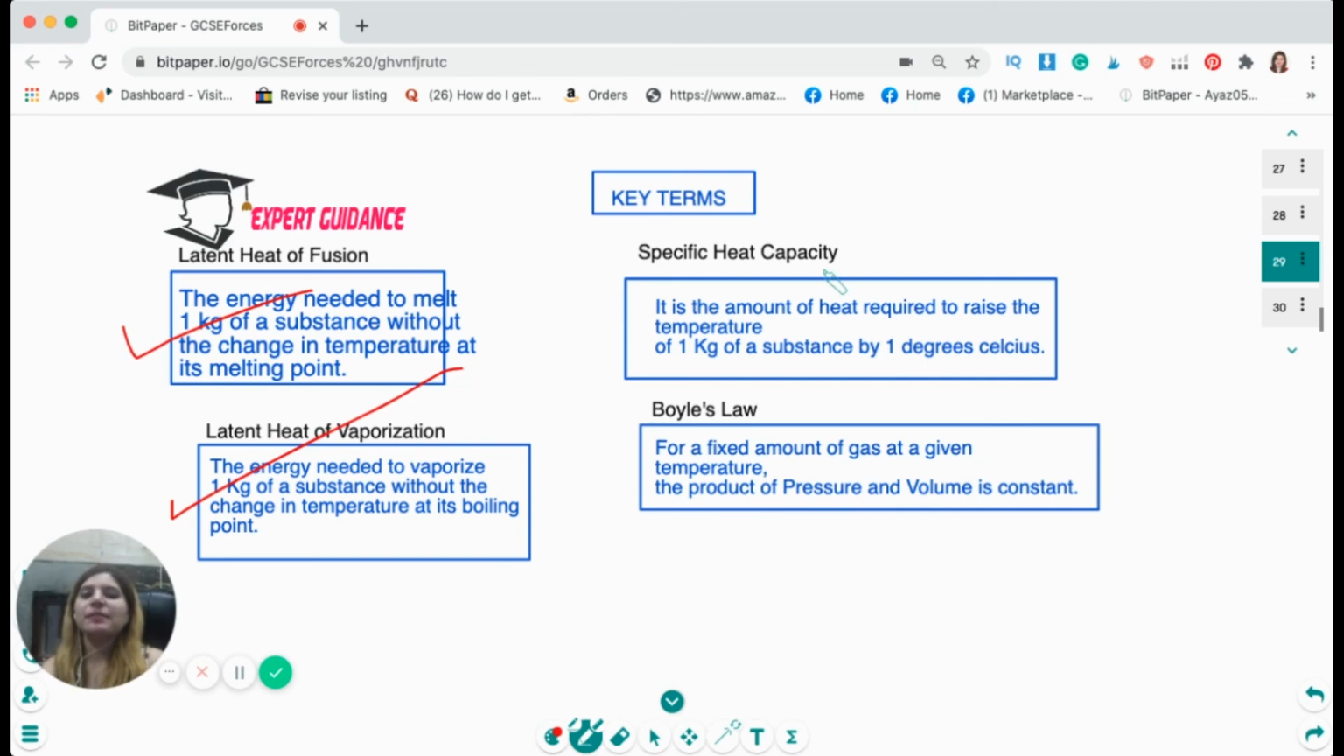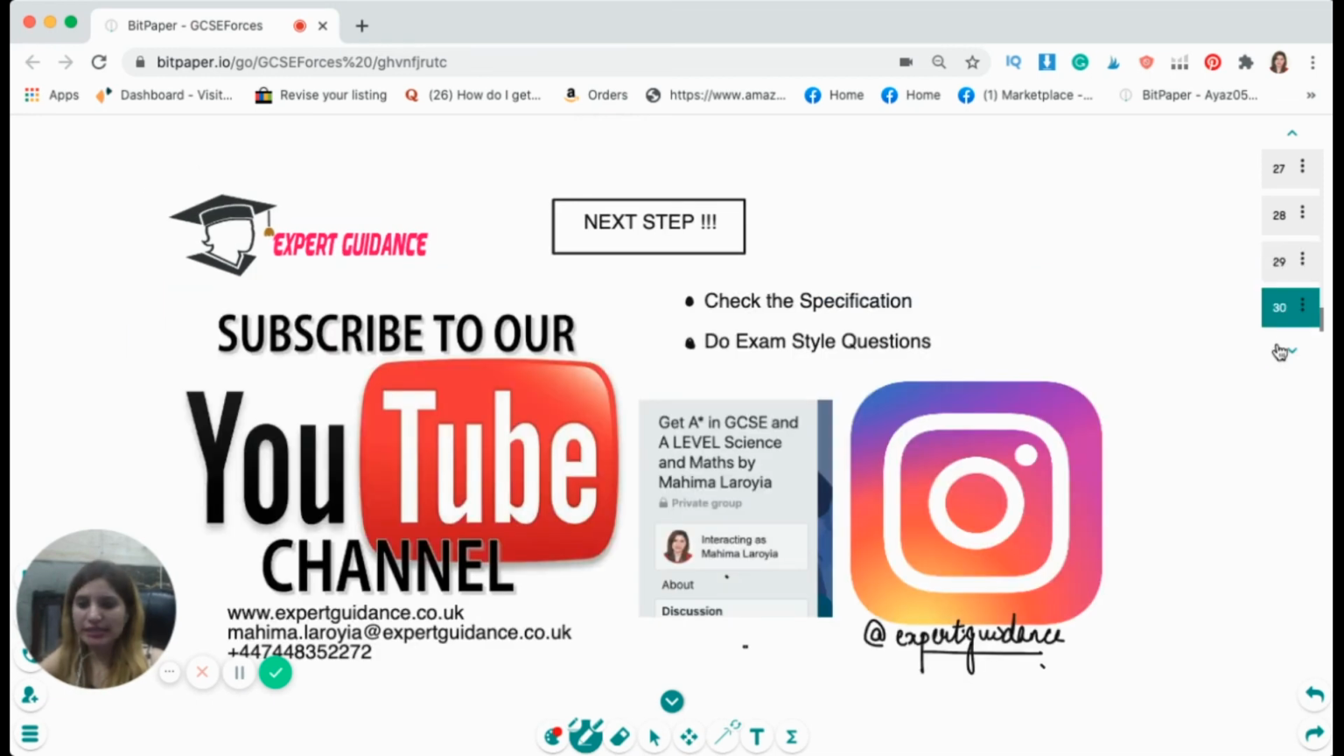Specific heat capacity is the amount of heat required to raise the temperature of 1 kg of a substance by 1 degree centigrade. And Boyle's law states that for a fixed amount of gas at a given temperature, the product of pressure and volume is constant. So I hope this unit is clear to you. It's quite a small unit, but very important.